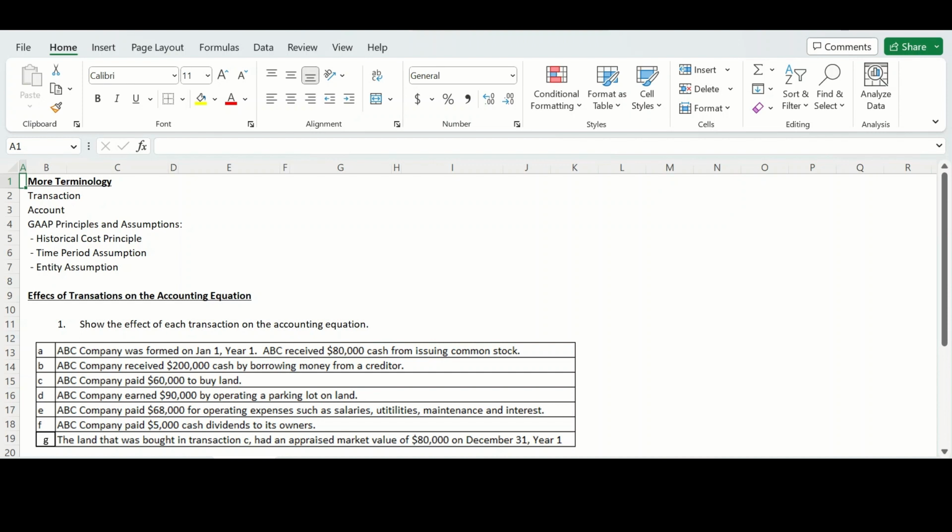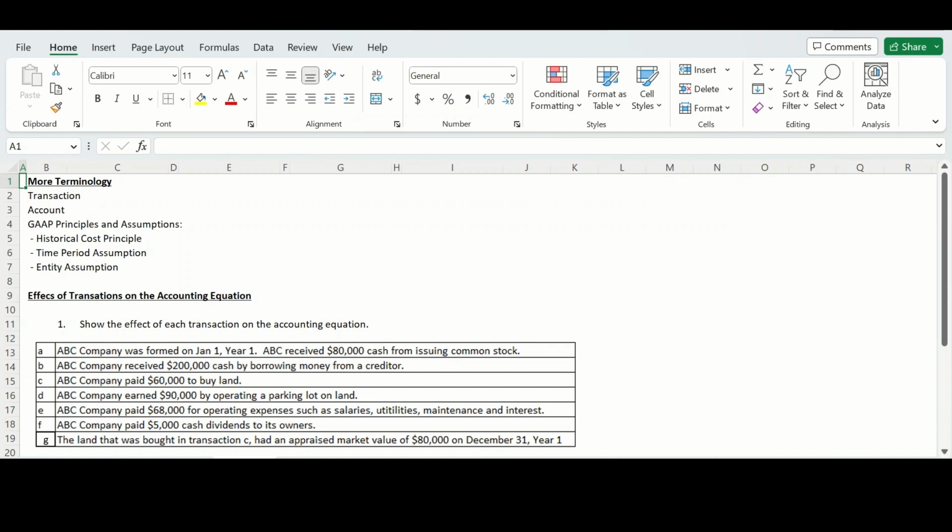And then we have these GAAP principles and assumptions. Now we have in our notes that GAAP, or generally accepted accounting principles, are a set of principles used to prepare financial statements in the U.S. And our class will be mostly discussing GAAP.